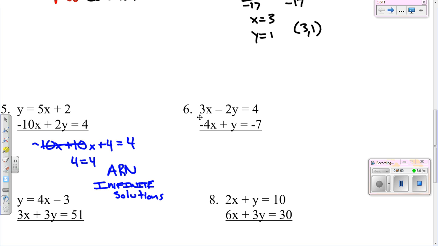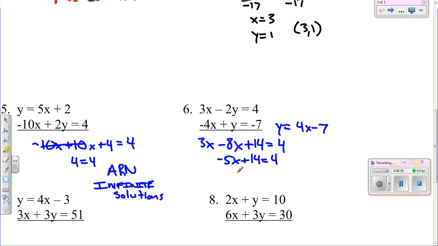Number 6. I gotta get one of my variables by itself. Let me get y by itself because there's no coefficient, no number in front of it. So I have to add 4x to both sides. It's going to give me y equals 4x minus 7. I take that and plug it in for y up here. 3x. That's a negative 2 times 4x. It's going to give me minus 8x. And then a negative 2 times negative 7 gives me plus 14 equals 4. These two combine to give me negative 5x plus 14 equals 4.